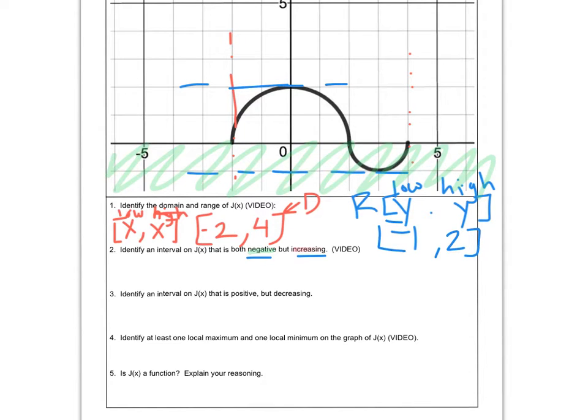The second thing is I need points that are increasing. That means that we're going up from the left to right. So this would be increasing. This would also be increasing. But everywhere else on this graph is decreasing. The only place on this graph that is both negative and increasing is this part right at the end here. And I'm going to circle that. In terms of x values, because we use x values for our intervals, this starts at 3 and it ends at 4.